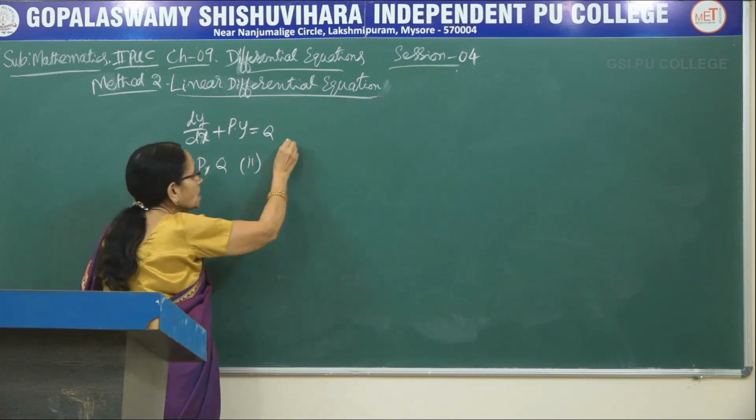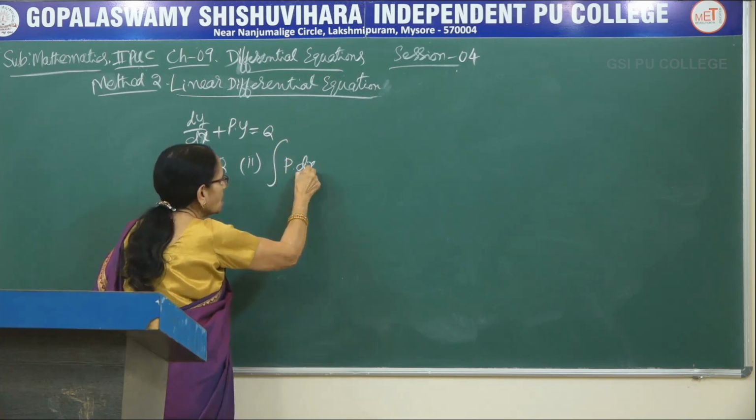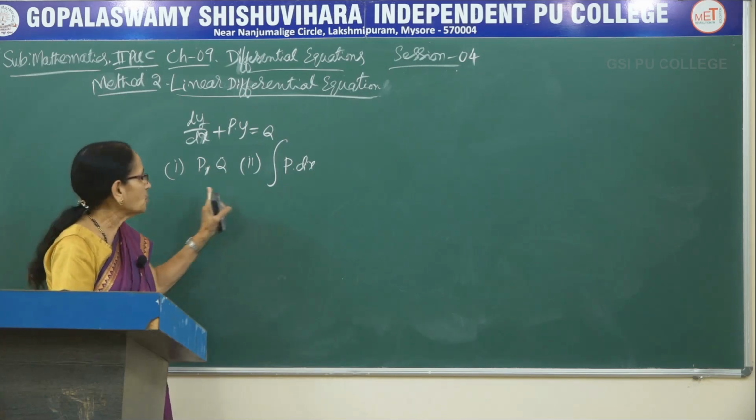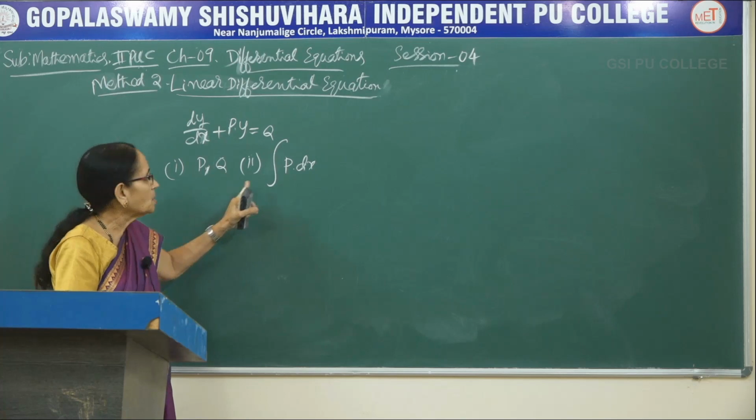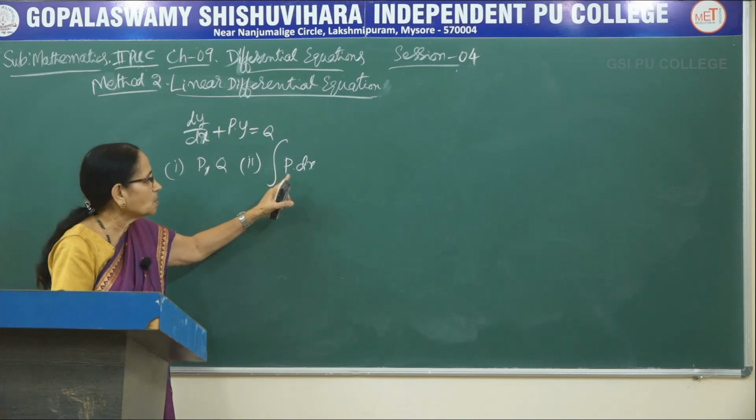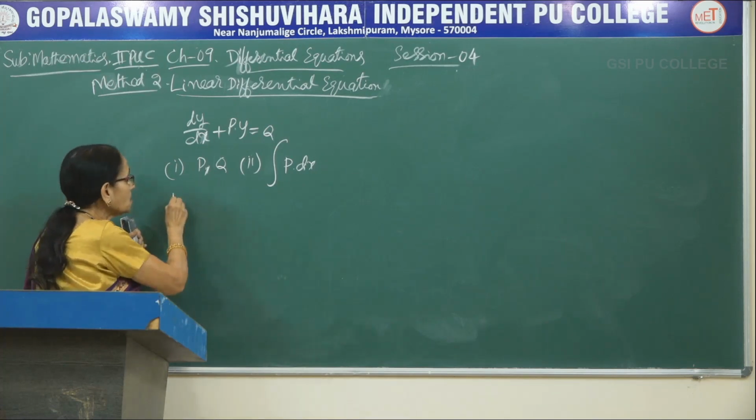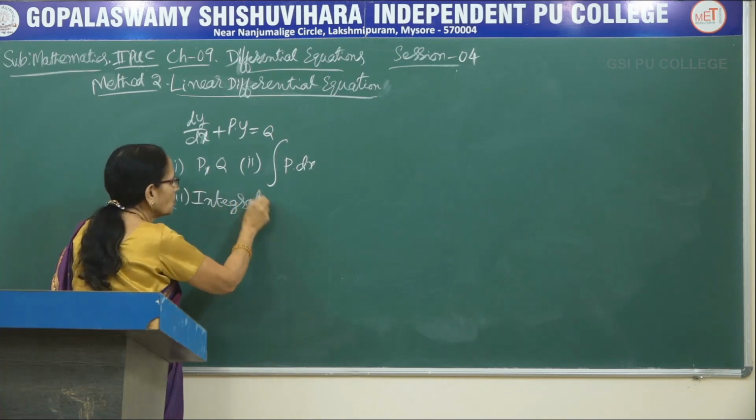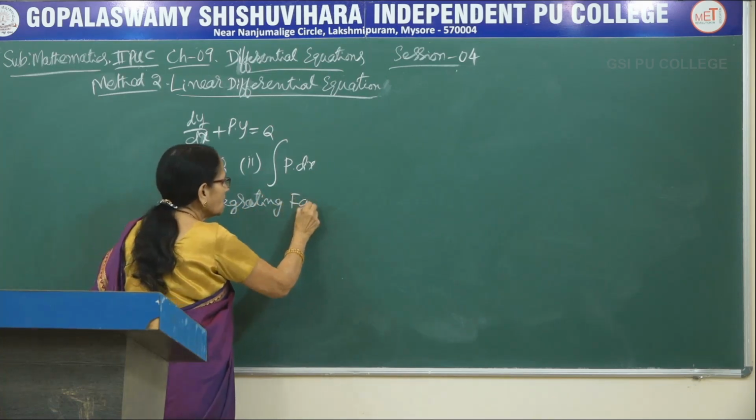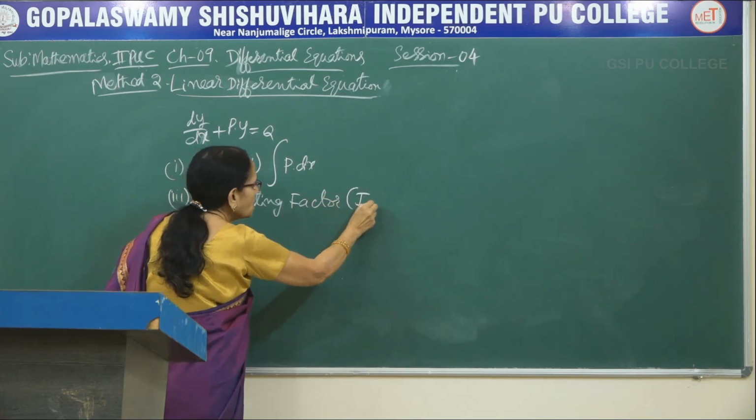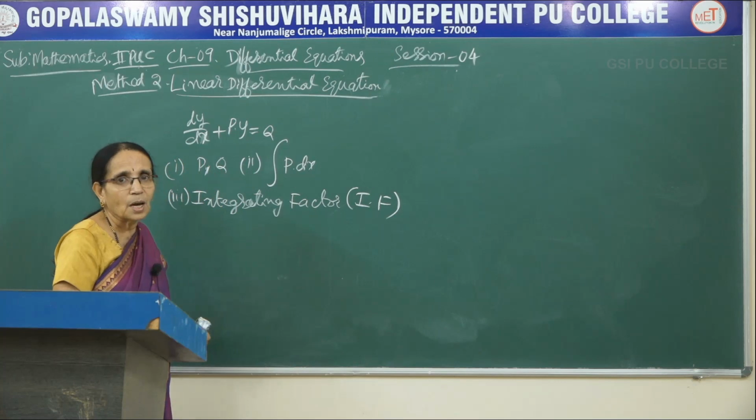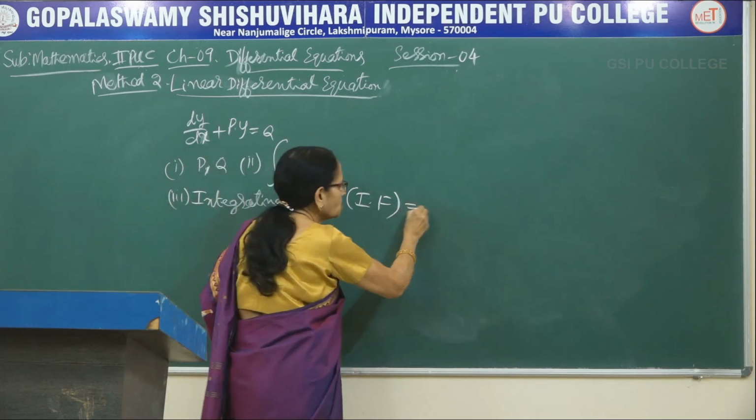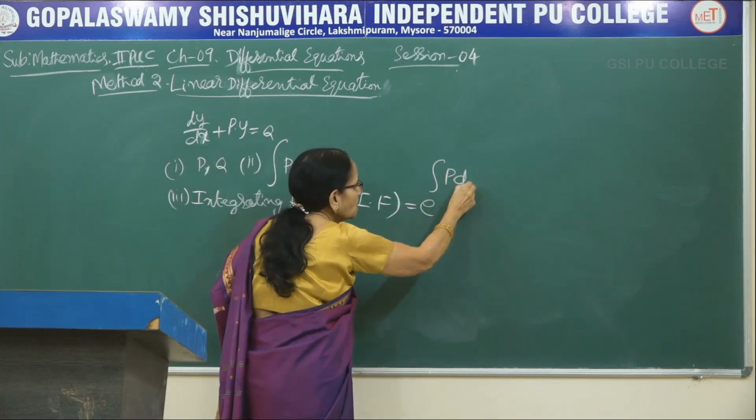Second step is integrate p into dx. P is anyway either a constant or a function of x. Integrate, this is the second step. First step is identify p and q. Second step is integrate p with respect to x. Then the third step, here we use a word, integrating factor. This you have to remember, integrating factor. Generally we write it in the short form IF, capital I, capital F. What is an integrating factor? It is e raised to the power integral p dx.